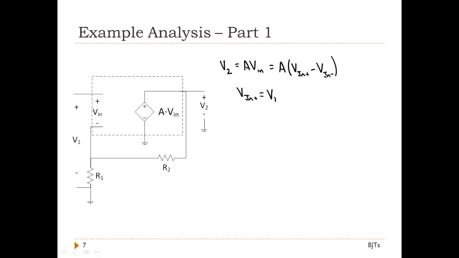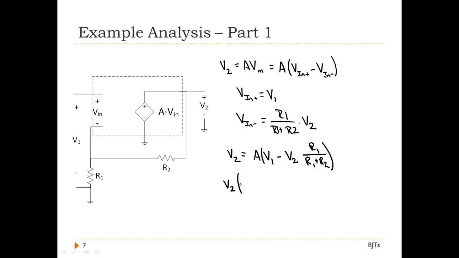The voltage at Vn minus can be found by applying a voltage divider between R1 and R2, leading to Vn minus equals R1 over R1 plus R2 times V2. If we substitute the equations for Vn plus and Vn minus into the first equation, we get V2 equals A times (V1 minus V2 R1 over R1 plus R2).